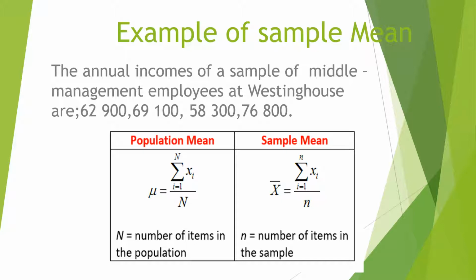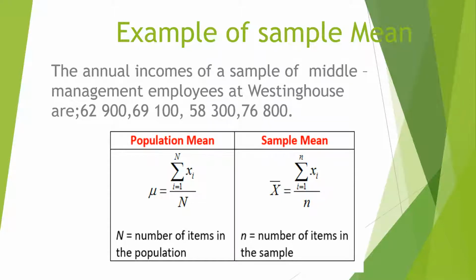Sometimes you're working out on your exam paper and you want to show that you know the formula. So you write the right formula, the sample mean, because your professor might think that you don't know what you're doing if you're asked to calculate the sample mean and you put the population mean. So this is the sample mean.